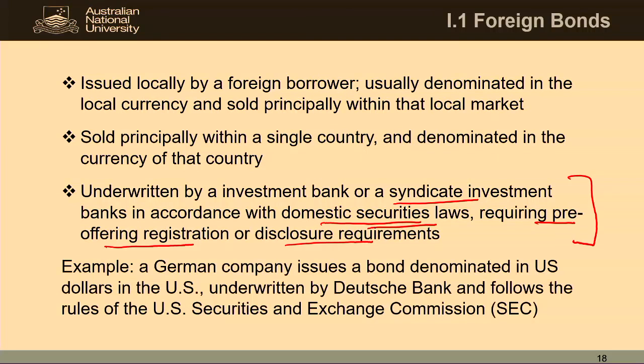So for example, a German company issues a bond denominated in US dollars and sells it in the US. And it's underwritten by Deutsche Bank and follows the rules of the US Securities and Exchange Commission. The underwriting bank can be a foreign bank or a local bank. Deutsche Bank has a big presence in the US, so it's pretty blurred there. And they are under the SEC's regulation.